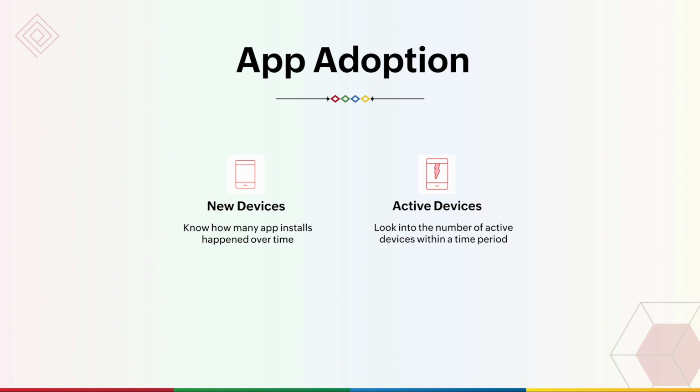Similarly, you can see the number of active devices in the past week. It shows the unique number of devices that opened the app at least once in that week. You can also look into the number of new active devices, sessions, and screens, and crashes for individual countries as well.